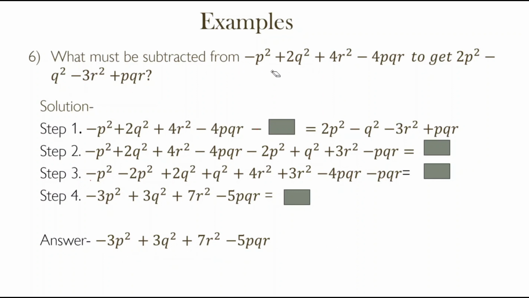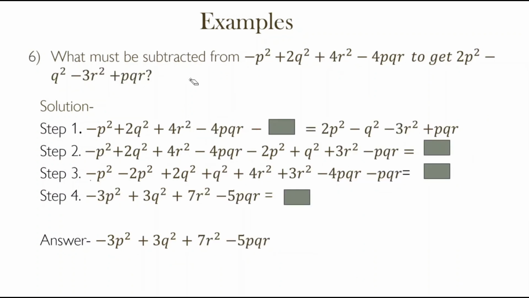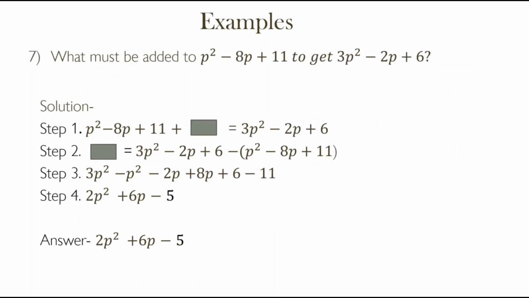Now moving forward to the next question, which says what must be added. In the previous one we did what must be subtracted. Now there is nothing different. It's just we need to focus that they are making a minor change, which is what must be added to p square minus 8p plus 11 to get this. Again, no need to think much. Whatever they are saying, write it as it is.